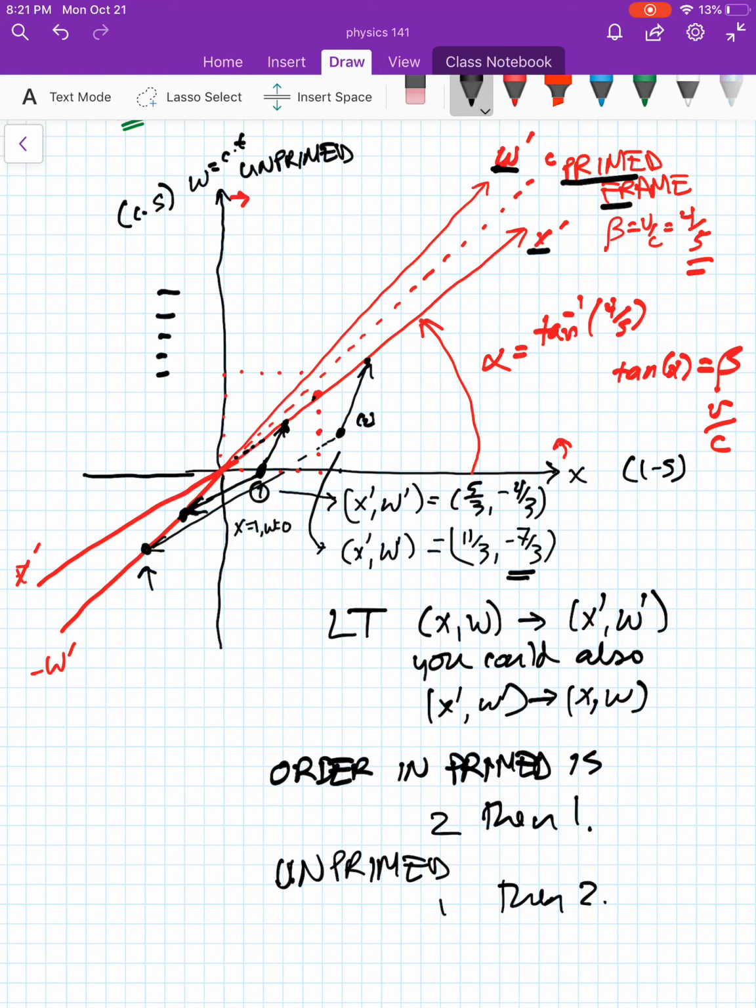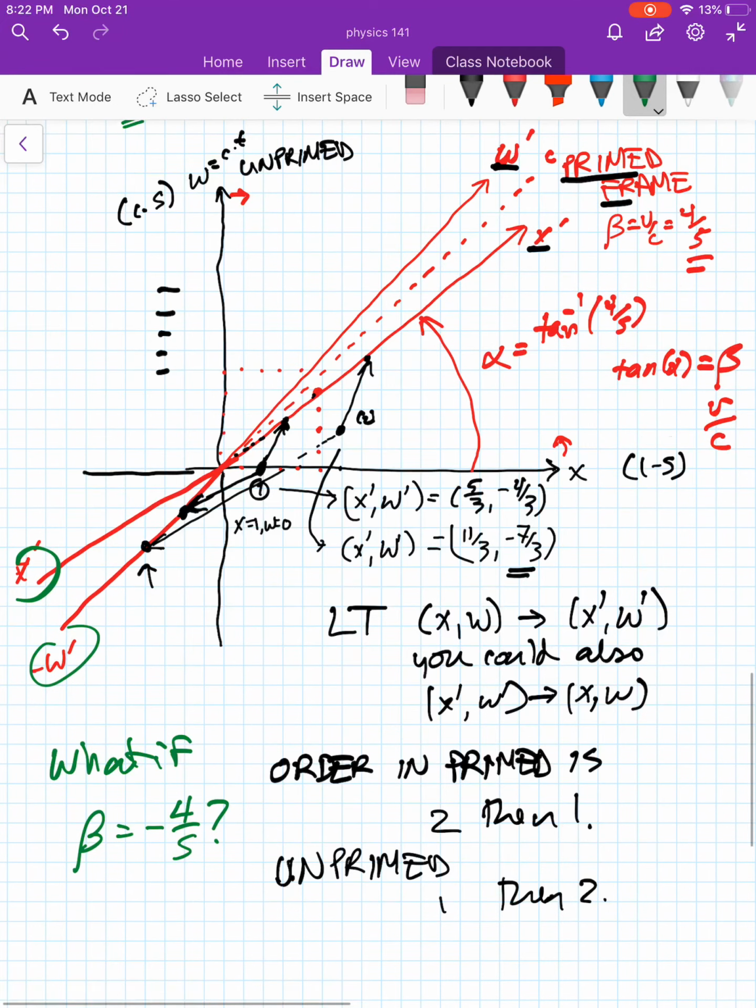Now, I'll set this up for you to work on your own: what if beta were equal to minus 4/5? If that's the case, these axes bend the other way, and the order gets changed yet again. Okay, that was the basis of the first concept test we had today. The way in which we travel matters for the order of events.